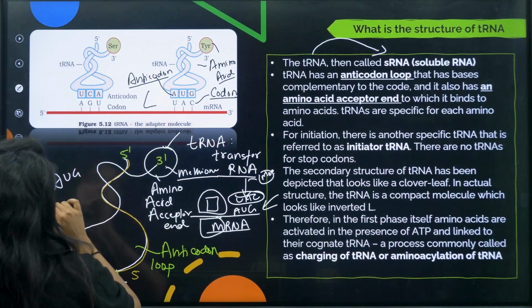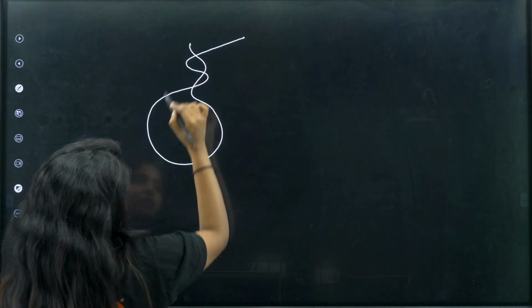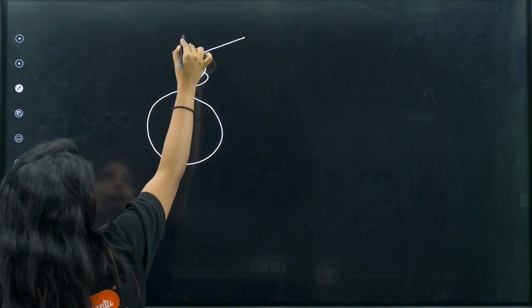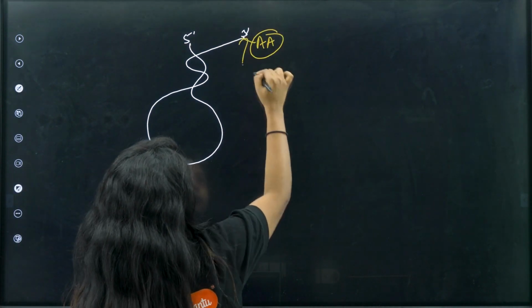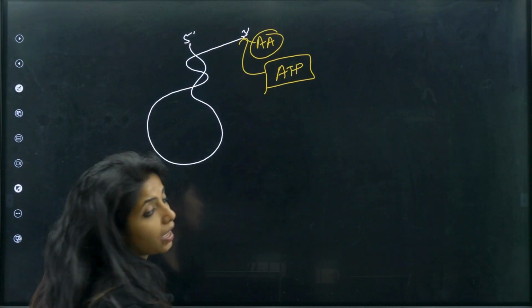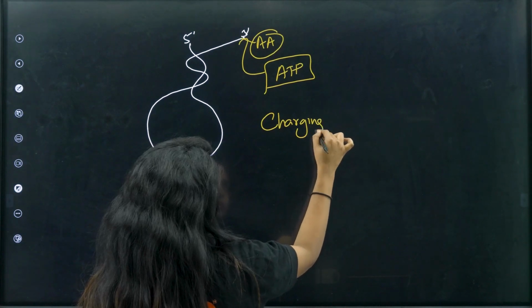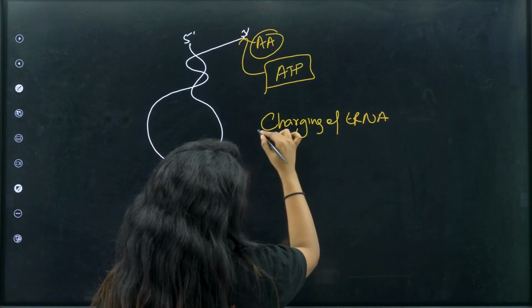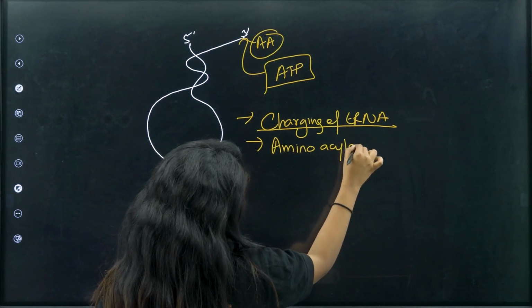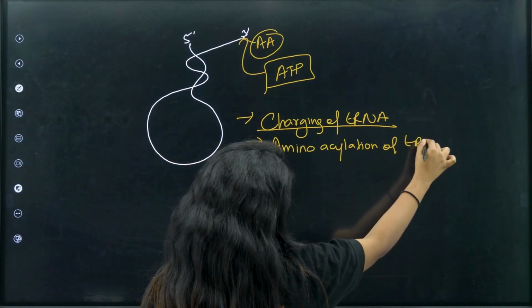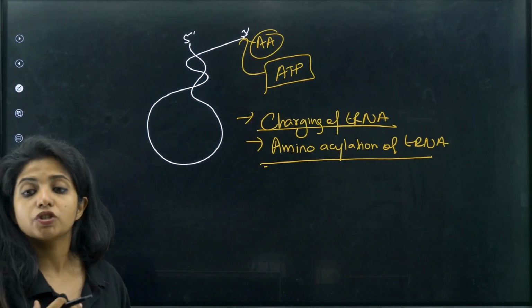What do I mean by this? Basically, if I say that there is a tRNA, children, it has to attach to an amino acid, and this particular process requires the presence of ATP. It is a very high energy yielding process. This process is known as charging of tRNA, and also it is known as aminoacylation of tRNA. As in, when this tRNA is getting one amino acid, you call this aminoacylation of tRNA, or you call it charging of tRNA.